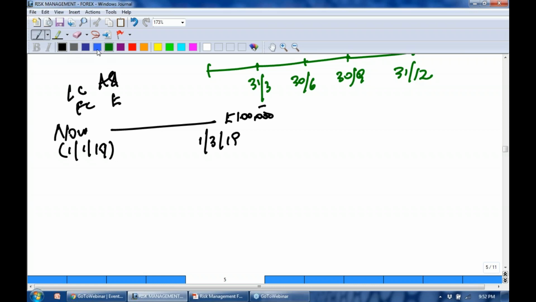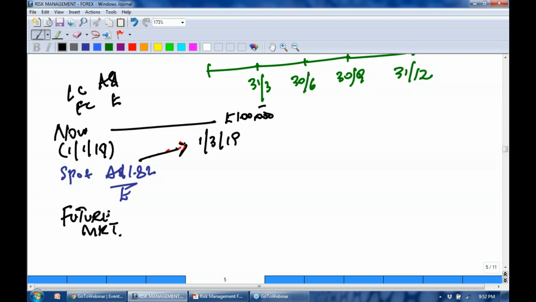Spot is Australian dollar 1.82 per sterling. We have a risk that this will increase. Someone asked me to go for the future market to protect this risk. Do remember, spot is different, future is different. I will enter this future market to get protection like the forward.